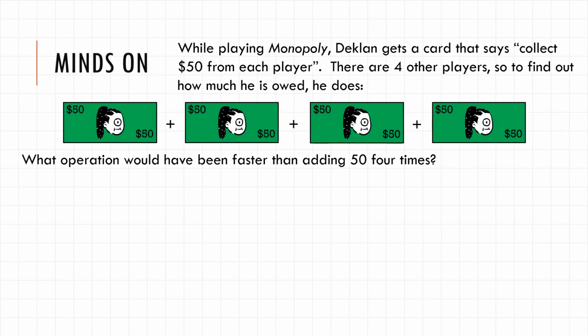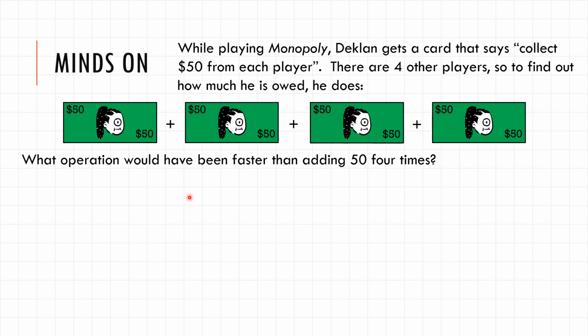So just to start us off here, let's look at a very basic idea that you will have learned in mathematics many years ago. When playing Monopoly, Declan gets a card that says collect $50 from each player. There are 4 other players, so to find out how much he is actually owed, how much money he needs to collect, he does 50 plus 50 plus 50 plus 50.